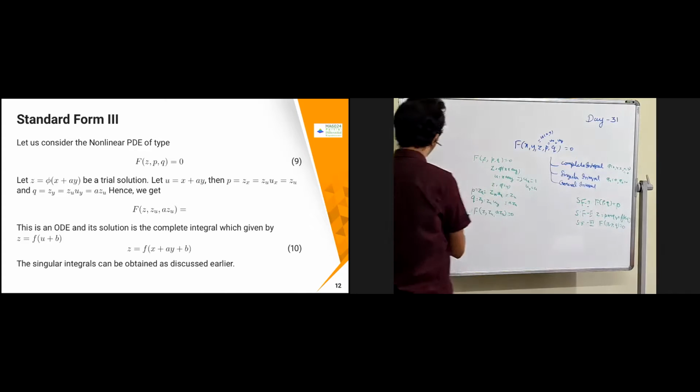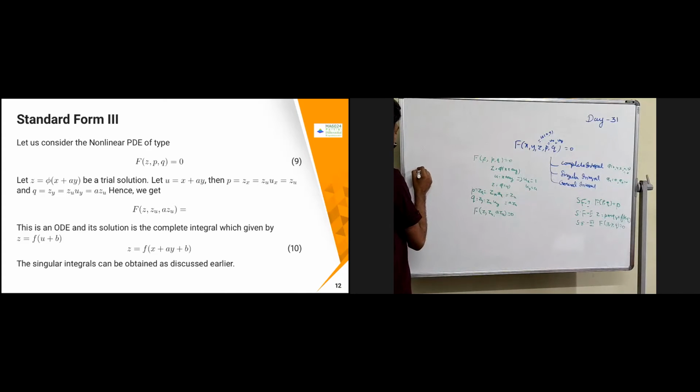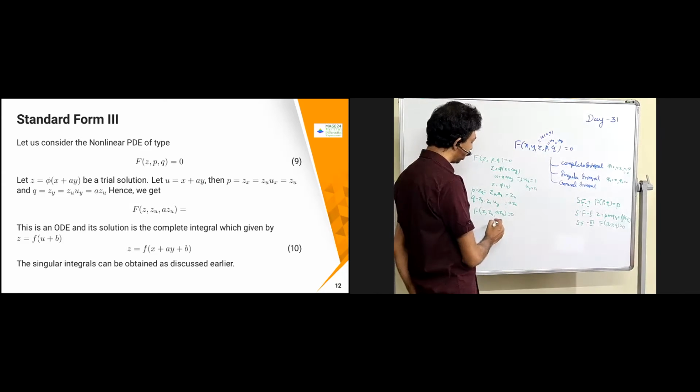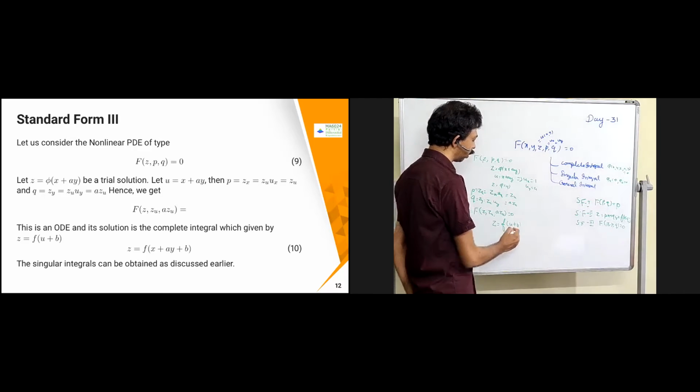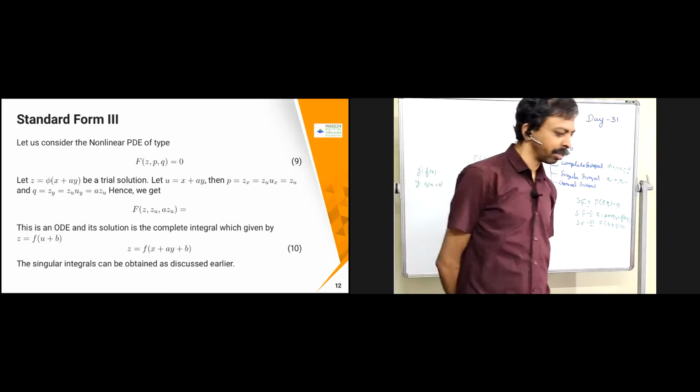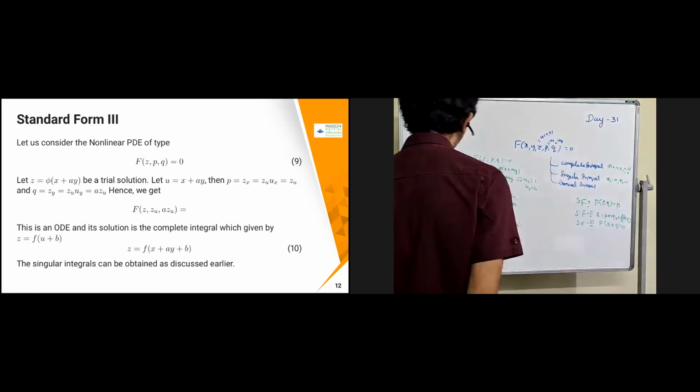So suppose I have something like an ODE, y dash equal to f of x. Then what I am going to get is y equal to some g of x plus some constant. So that's the one I'm just going to put here, plus some constant. Therefore, what you are going to get is z equal to f of u plus b.